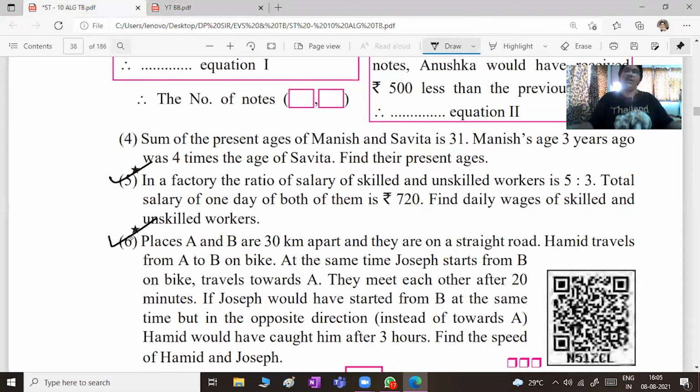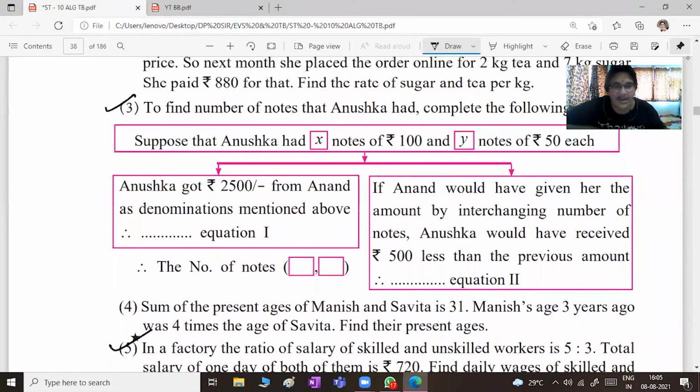So read the question, everyone. What is the question saying? Which one should I do first, you tell me. Let's go with the third one. So two numbers, to find the number of notes. That is what we have to find. Let me just put this phone on silent.